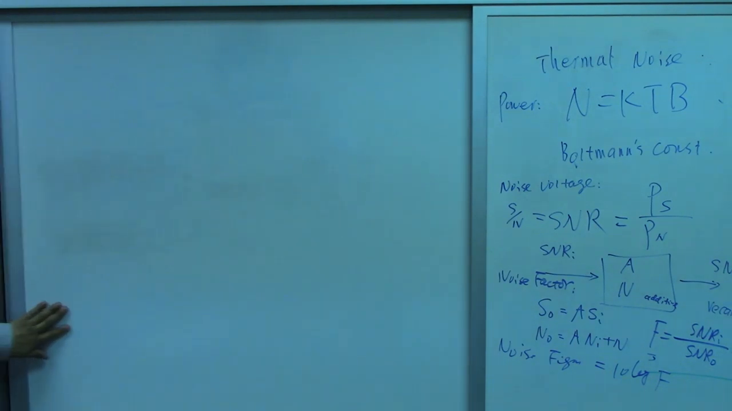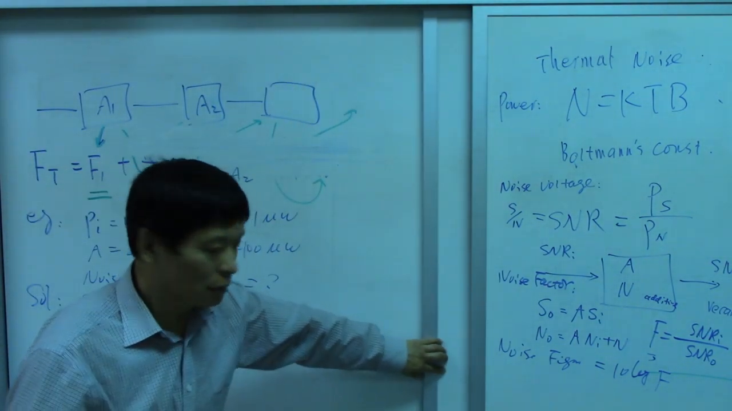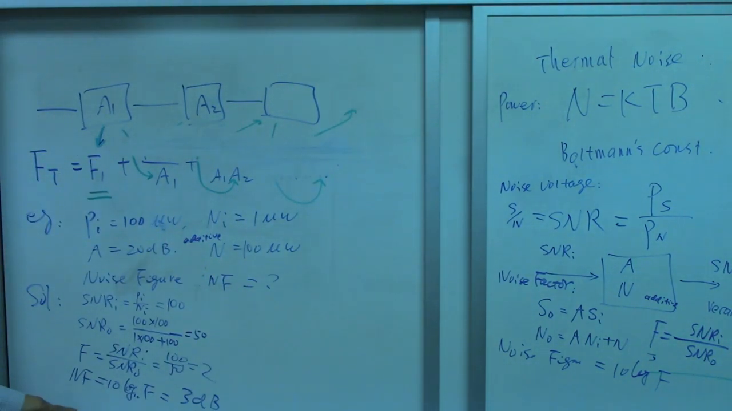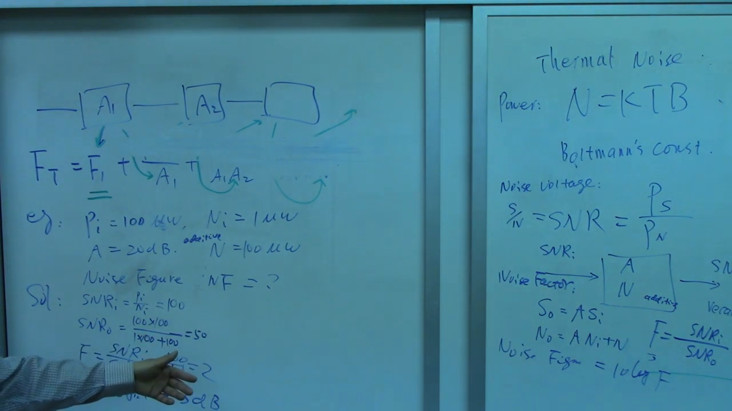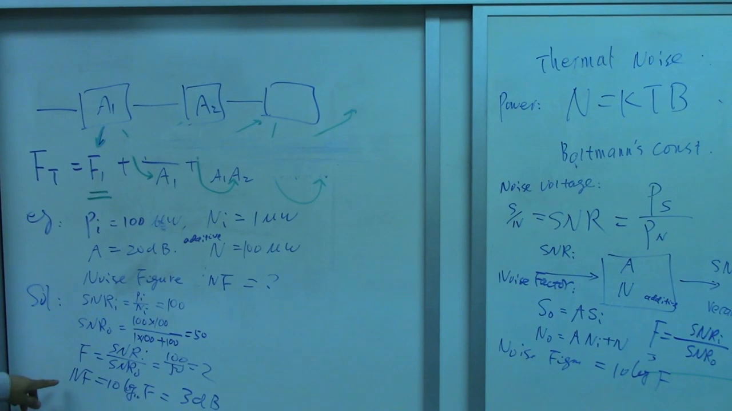Is that noise factor or noise figure? Which 10? NF. This one is noise figure, and this one is noise factor. Noise factor is the ratio of the signal to noise ratio. Then you convert this into dB, and that is called noise figure. Noise figure is in dB. Noise factor is just a factor, unitless.